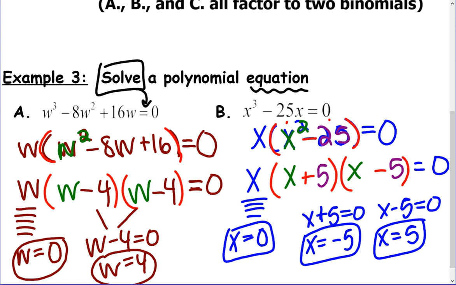Again, just a reminder, most students miss the difference in two perfect squares, so make sure you guys are keeping an eye out for that. Difference meaning subtraction. X times x is x squared, and 5 times 5 is 25. So that's difference in two perfect squares.